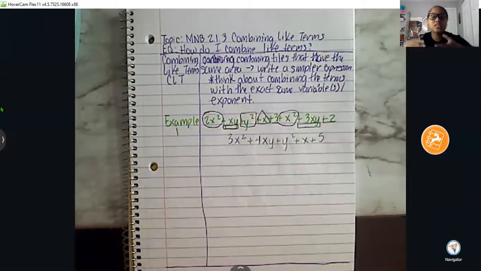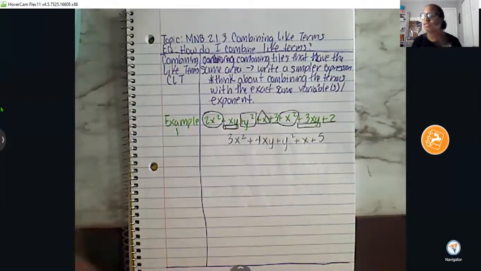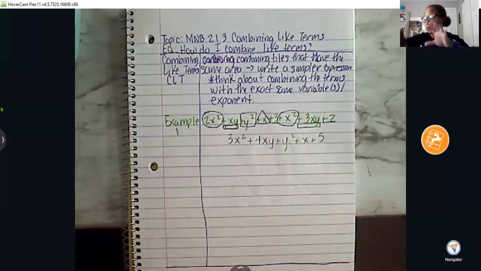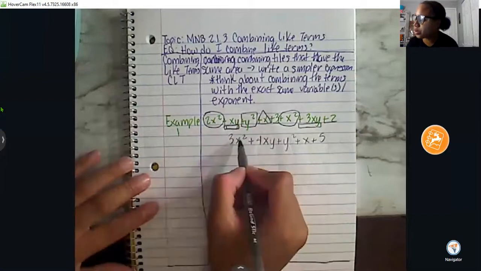So this is the final answer, but then I'll take a look and say, is it in the right order? So in algebra, when you're looking at algebraic expressions, you think about the order of the expression by the alphabet. So technically X comes first, then Y, and then Z. So then your X's will go first, then your XY, and then your Y's. So let's try to put this in order.